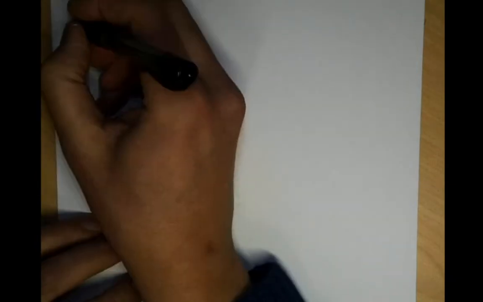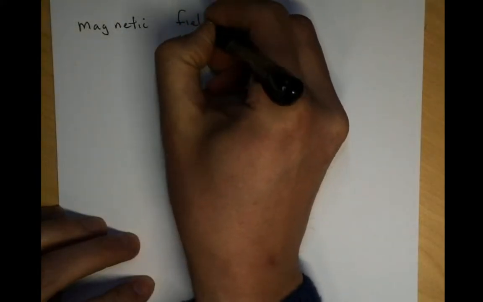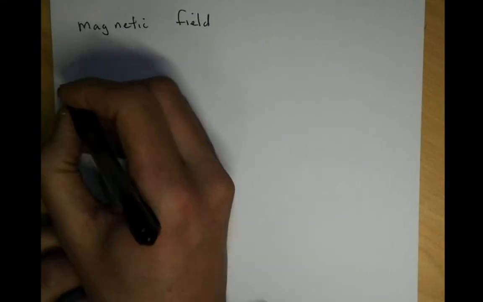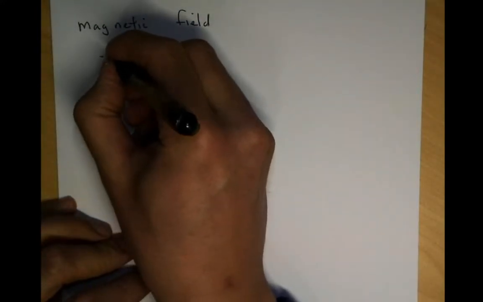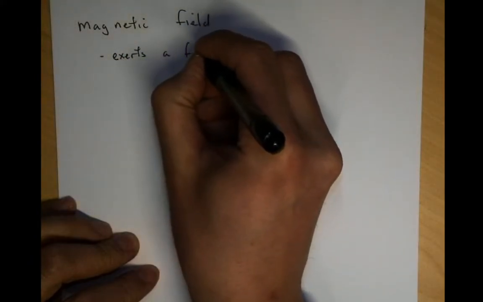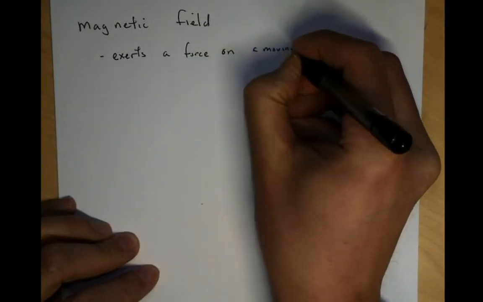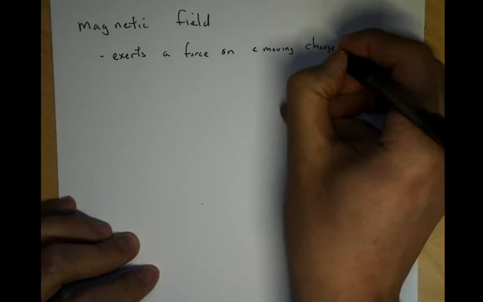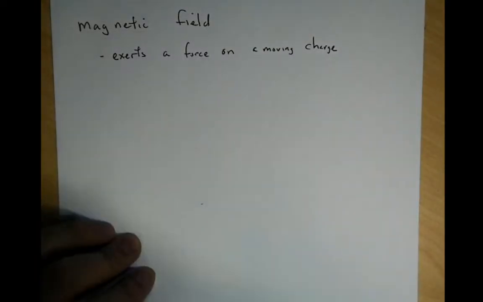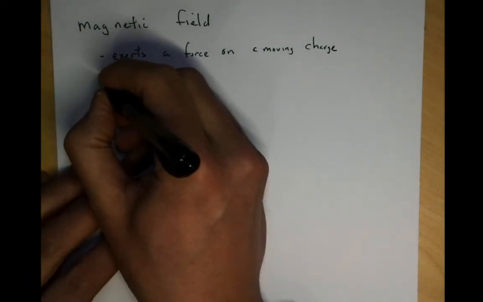In this lecture, we're going to start talking about the magnetic field. So, a magnetic field exerts a force on a moving charge. In order for a magnetic field to work, you have to have a charge, and it has to be in motion as well. And the direction of force is determined by the right-hand rule.